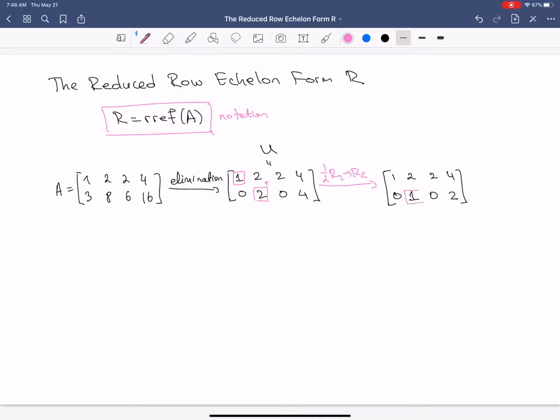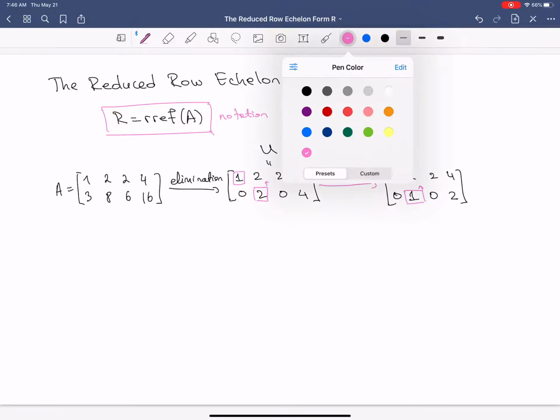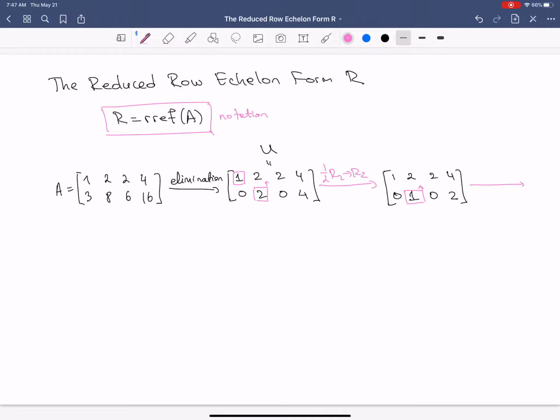And then I'm going to use that pivot column and eliminate above, just like what we do in the Gauss-Jordan method. The operation in question is R1 minus 2R2 into R1, and the result is 1, 0, 2, 0, 0, 1, 0, 2. So this form is what we refer to as the reduced row echelon form of A.